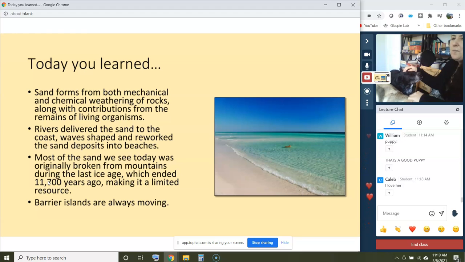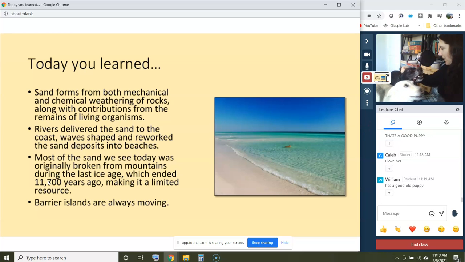Today you learned that sand forms from both mechanical and chemical weathering of rocks, along with contributions from living organisms. You learned that rivers deliver sand from the coast, waves shape and rework the sand deposits into beaches, and my dog shapes and reworks sand deposits on beaches. Most of the sand we see today was originally broken from mountains during the last ice age, which ended a little over 11,000 years ago. Don't hit my microphone. And barrier islands are always moving. And that's the end of class. So we'll leave it there. And I will see you guys on Wednesday and we'll talk about your final project.